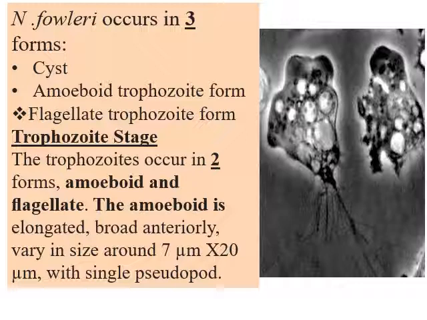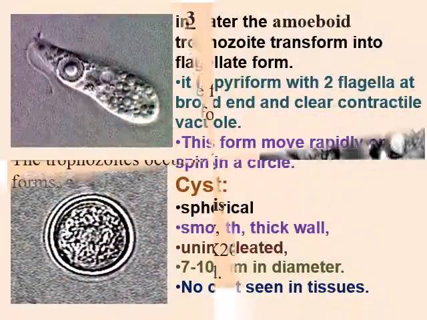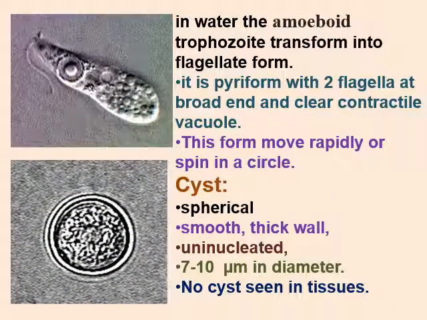We will start with the trophozoite stage. The amoeboid form is elongated, broad anteriorly, and varies in size, around 7 by 20 micron, with a single pseudopod, as we see in this picture. The amoeboid trophozoite in water transforms to the flagellate form. It is pyriform with two flagella at the broad end and a clear contractile vacuole present. This form moves rapidly or spins in a circle.